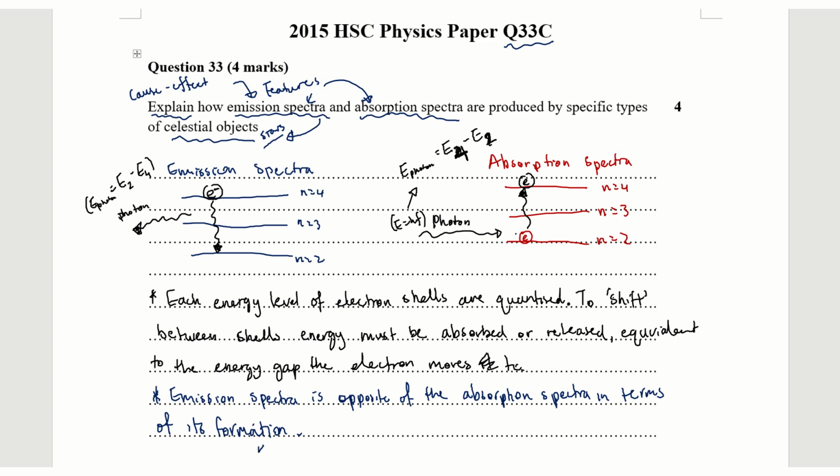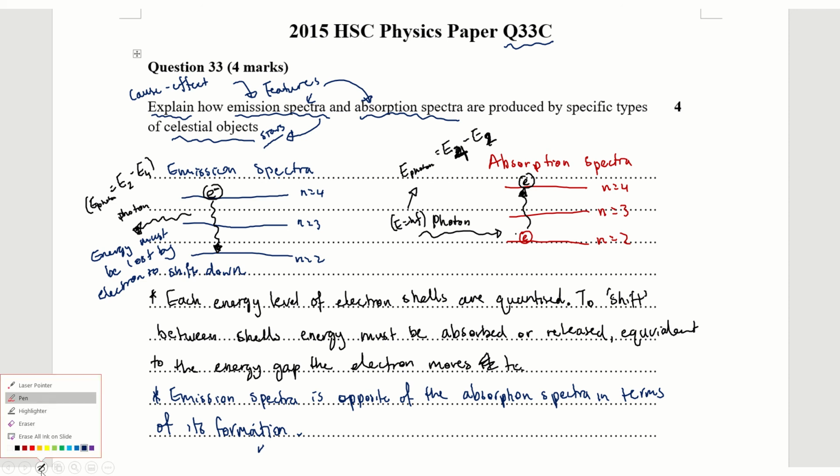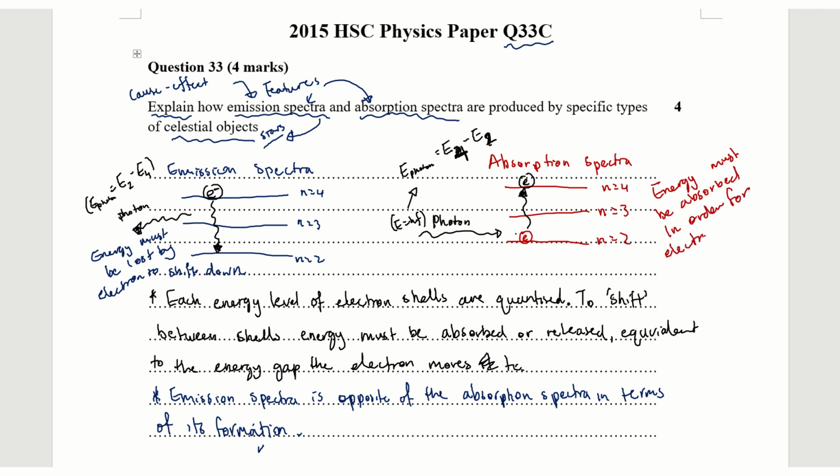Okay, so in order for the electron to move from here to here, it has to have lost energy. So energy must be lost by the electron to shift down. And then on the other side, for our electron here, energy must be absorbed in order for the electron to shift up the levels. And that's really the main difference between the two. One needs to absorb electromagnetic radiation or absorb energy to go up. The other needs to release energy in order to come down.